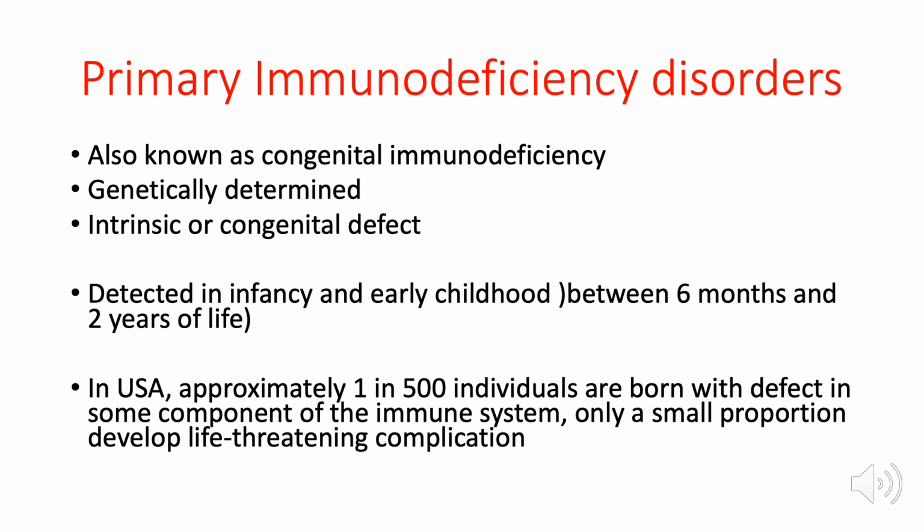In the USA, approximately 1 out of 500 individuals, take note of this, are born with defects involving components of the immune system. But the majority of them are not diagnosed. Why? Because only a small proportion of these individuals born with defects involving the components of the immune system would develop life-threatening complications.